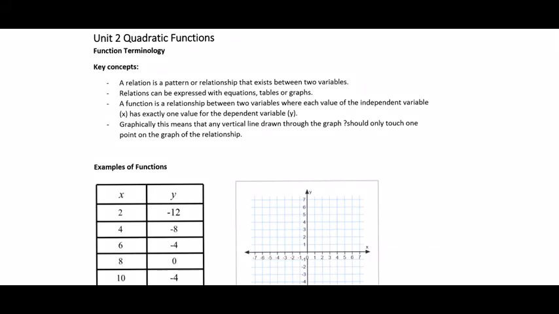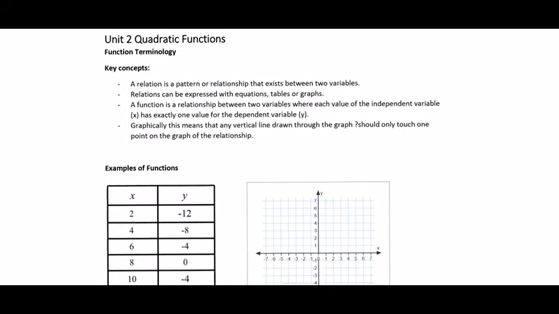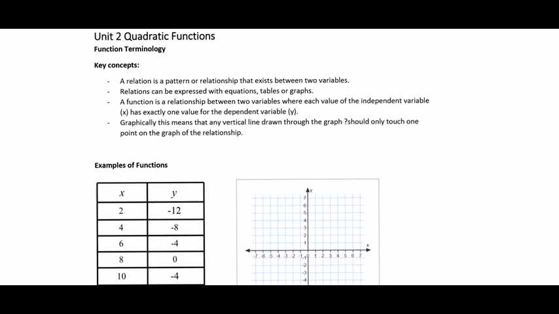So today we're working on functions. The reason why we're working on functions is it makes a lot of things very easy for us later on. What you need to realize is a function is a relation, which really is a pattern or relationship that exists between two variables. These relations can be expressed with equations, tables, or graphs. We're literally going to do as many of these as we can.